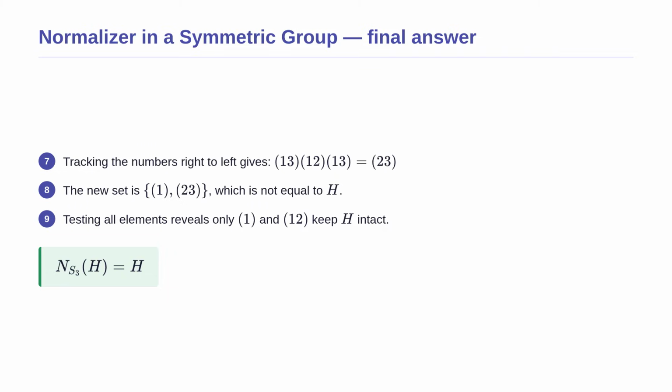Because our conjugation resulted in the swap of 2 and 3, the new set we created is not our original set H. The element escaped the boundaries of H. Therefore, our test element failed the condition and does not belong to the normalizer. If we test all elements, we find that only the identity and the swap of 1 and 2 keep the set intact, meaning the normalizer is just H itself.